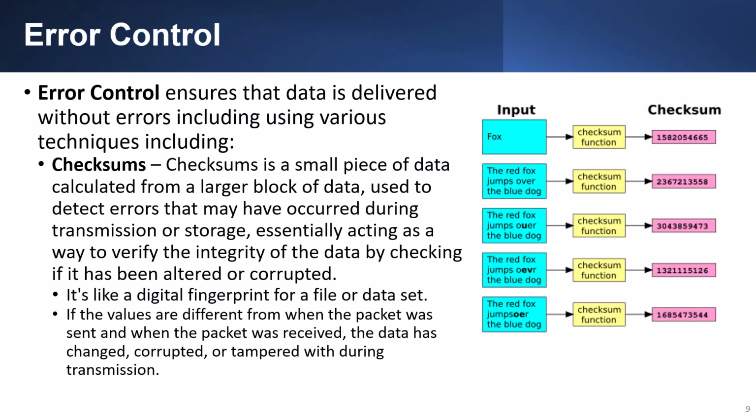Error control ensures that data is delivered without errors, using various techniques, including checksums. A checksum is a small piece of data calculated from a larger block of data, used to detect errors that may have occurred during transmission or storage, essentially acting as a way to verify the integrity of the data by checking if it has been altered or corrupted. It's like a digital fingerprint for a file or dataset. If the values are different from when the packet was sent and when the packet was received, the data was changed, corrupted, or tampered with during transmission.